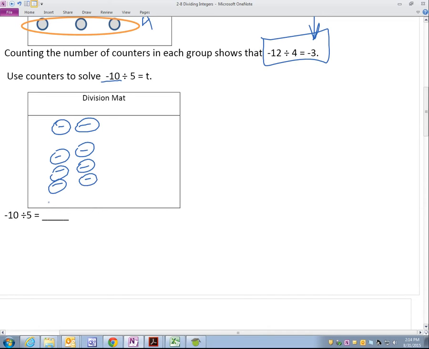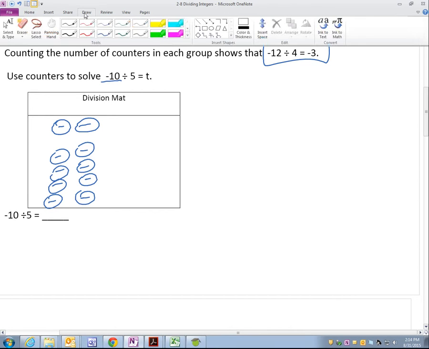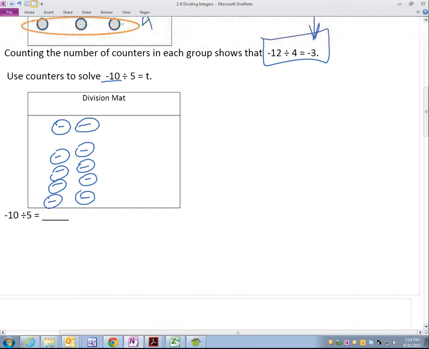So I'm creating 10 negative integers. And it's telling me that I have to create 5 equal groups. And in order to do that, I'm just going to circle 1, 2, 3, 4, 5. I have created 5 Stewie Griffins. I mean 5 equal groups.